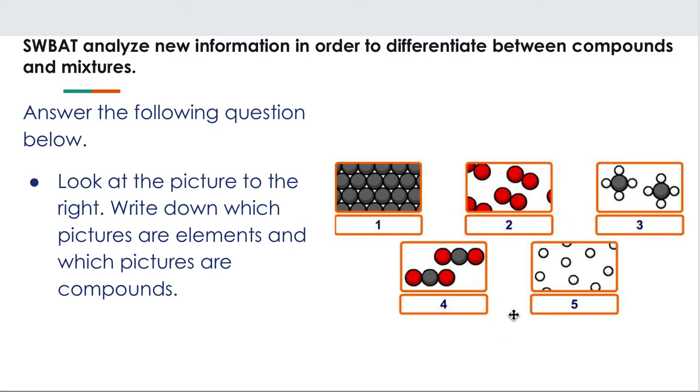Number four will also be considered a compound because, as you can see, you have two red atoms and one gray atom chemically bonded together, all right? So this will be considered a compound. And then number five, you guys guessed it correct. It is an element, okay? Because you have the same type of atom. You only have one type of atom. All right, let's move on to the next one.